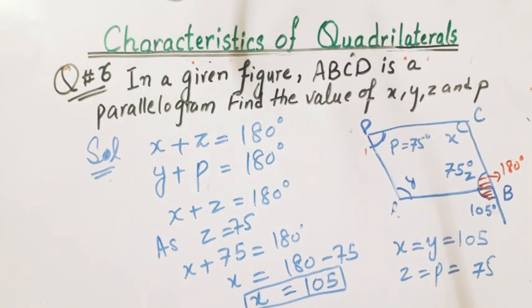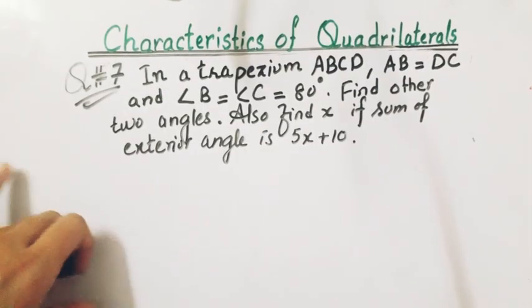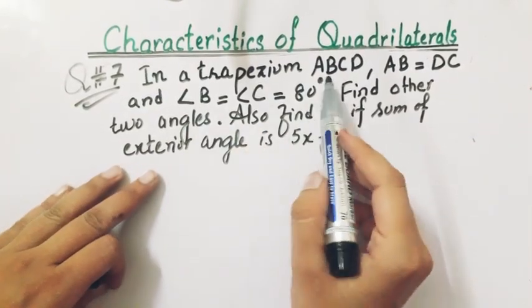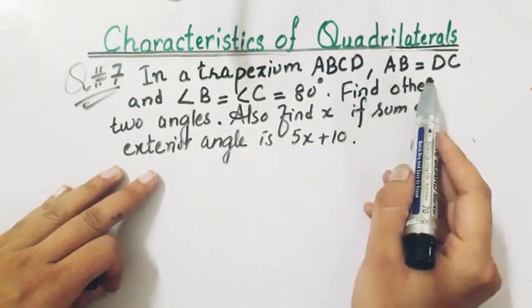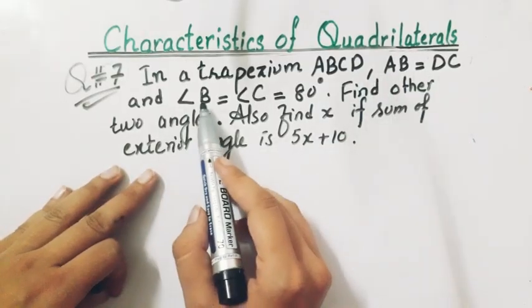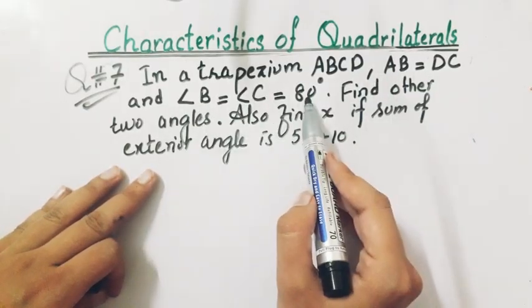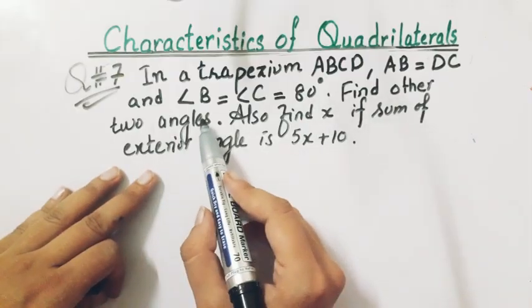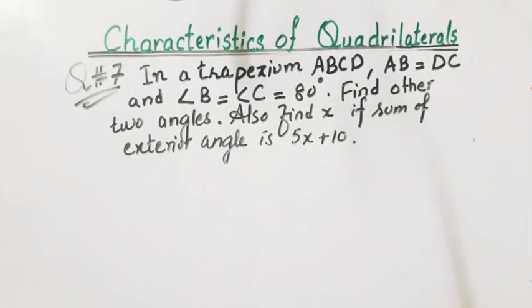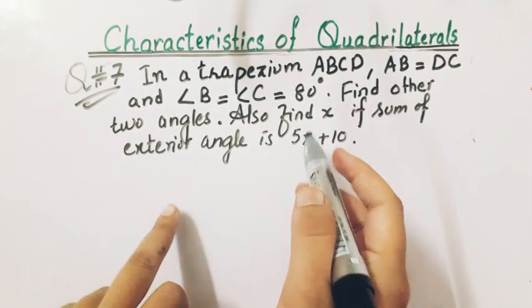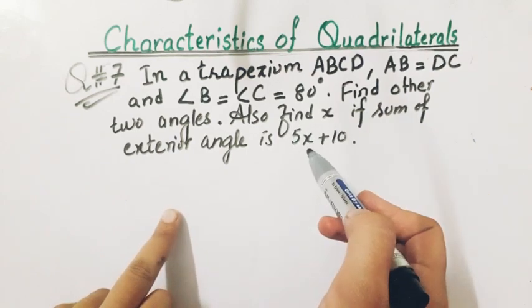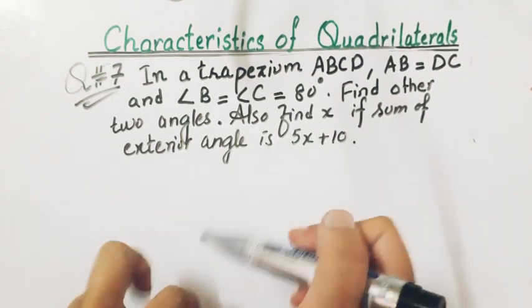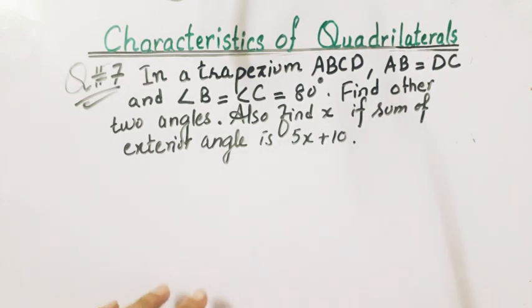Now we will do question number 7. Now this is question number 7. In trapezium ABCD, AB equals DC, and angle B and angle C are 80 degrees. Find the other two angles. You have to find the other two angles and also find x. You have to find the value of x if the sum of the exterior angle is 5x plus 10.